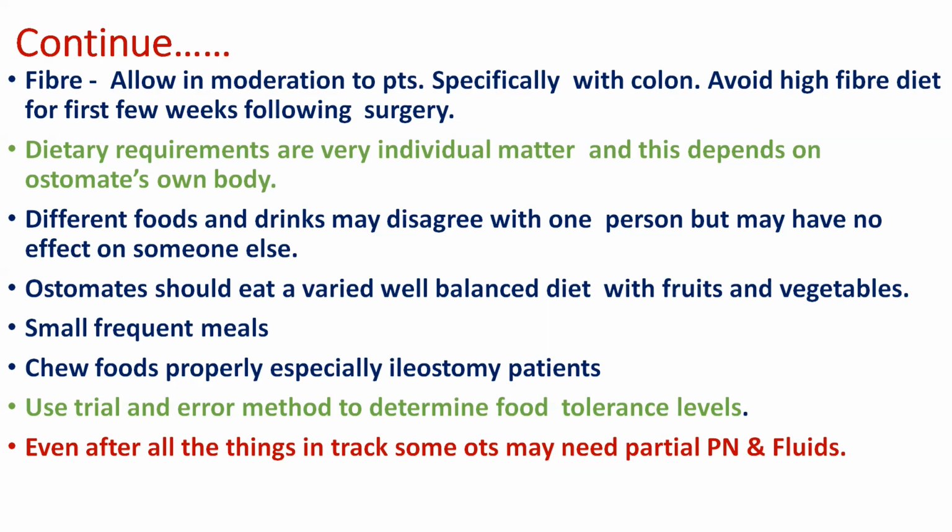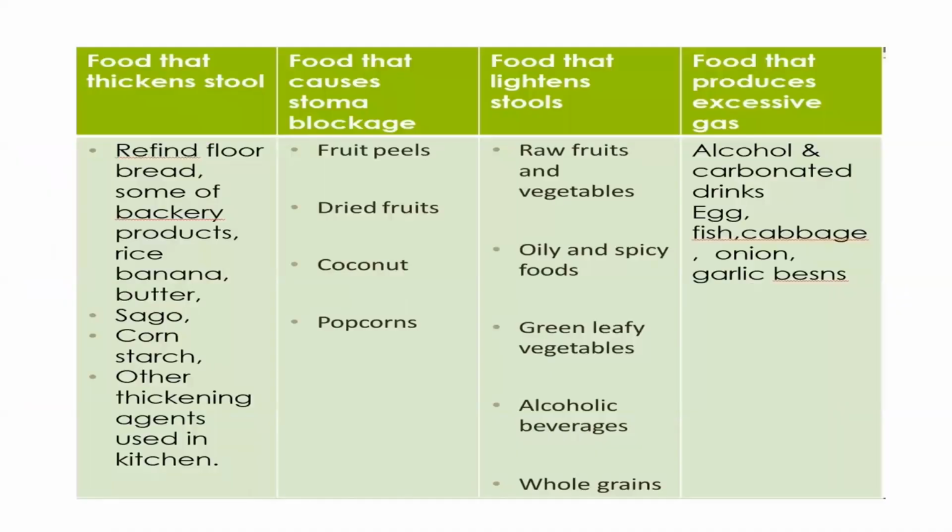We should design the diet for the individual according to their need, their surgery type, and their remaining anatomy. Different food and drink may disagree with one person, but may have no effect on someone else. Ostomates should eat a variety of food, a well-balanced diet with fruits and vegetables. Small frequent meals should be allowed and considered. Chew food properly, especially ileostomy patients. Use the trial and error method to determine food tolerance level. Even after all these things are on track, some ostomates may need partial nutrition and fluid in addition.